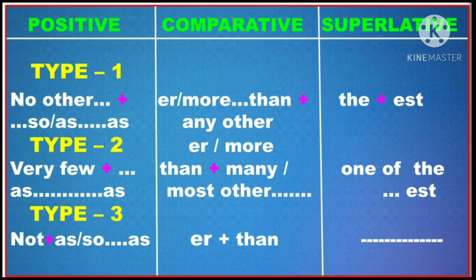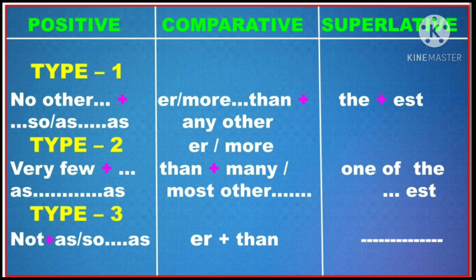Got it? Okay. The second one is type 2. Here in the positive, we will have "very few" in the beginning of the sentence. Along with it, "has as" or "so as" will occur with the adjective word. So, when it goes to comparative degree, we should remove "very few" and "has as" from the sentence. Instead of that, we need to add "or more than" plus "many other" or "most other" with the adjective word.